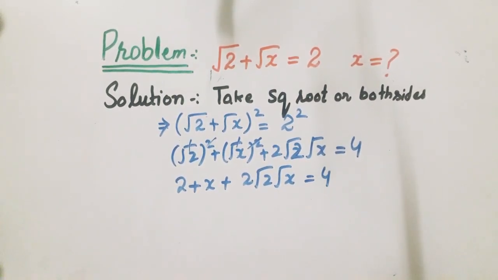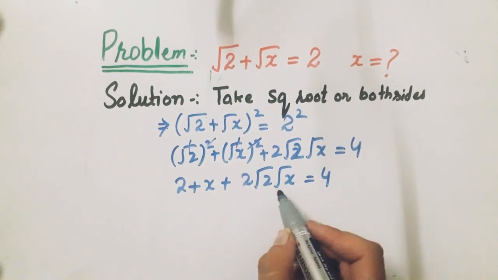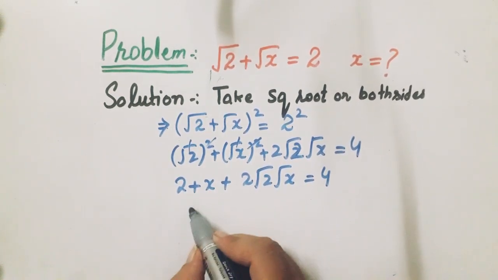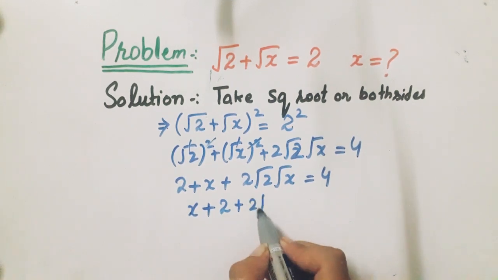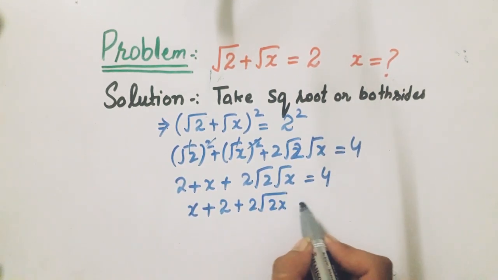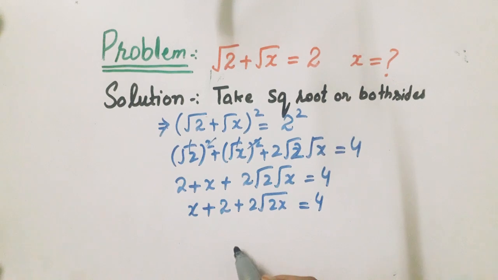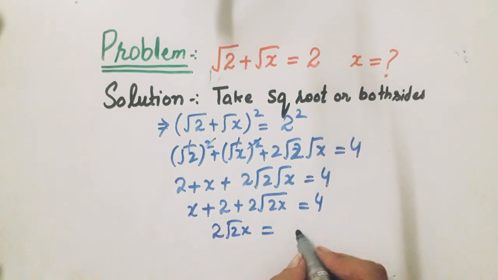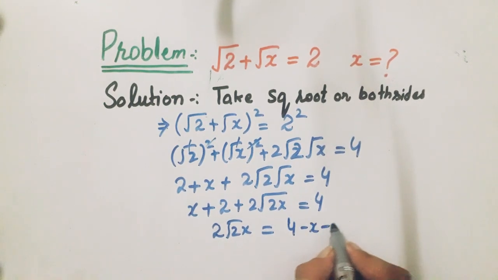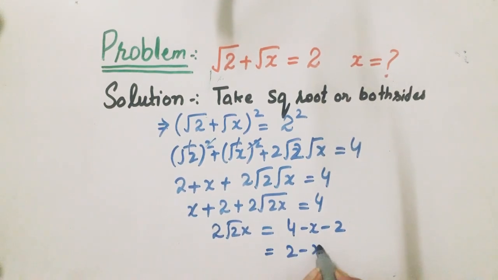equals 4. Now we will simplify this, so we get x plus 2 into square root of 2x equals 4. Now we will get this as 2 square root 2x equals 4 minus x minus 2. It means that we have 2 minus x equal to 2 square root 2x.